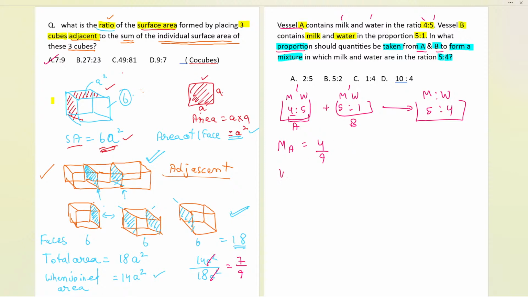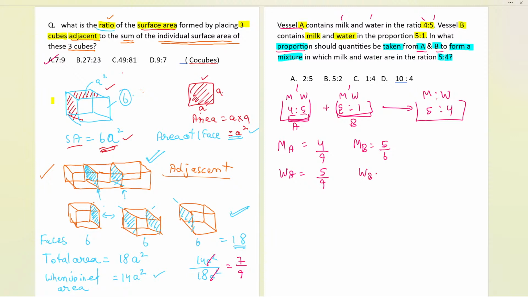Similarly, now let us write the water fraction as well. That is 5 parts out of a total of 9 parts, so it will be 5 by 9. Similarly here also, in part B, milk in part B is what? That is 5 out of a total of 6 parts, 5 parts out of 6. That is for the milk.